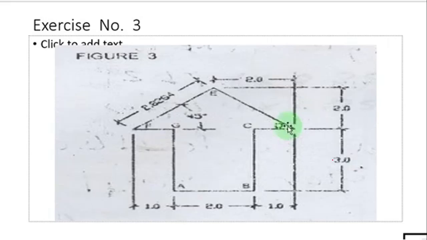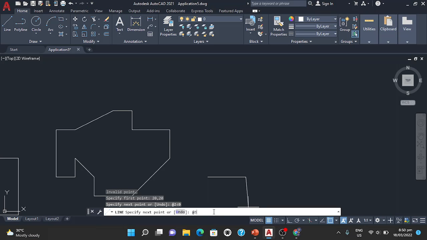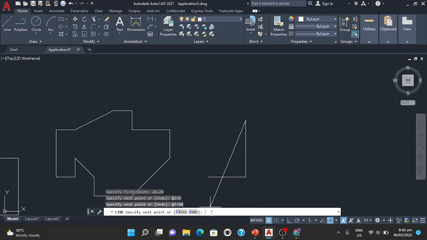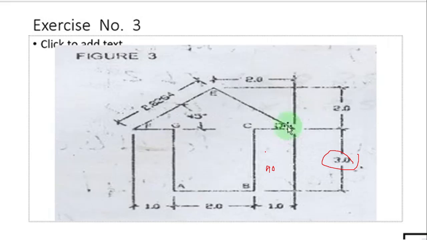Point B to point C, we have here distance of 3 going up, so automatically it would be 90 degrees. So at 3, angle 90. Next one, we have here point C to point D. Point C to point D has a distance of 1, so the angle is 0 because it is going to the right. So we have here at 1, angle 0.